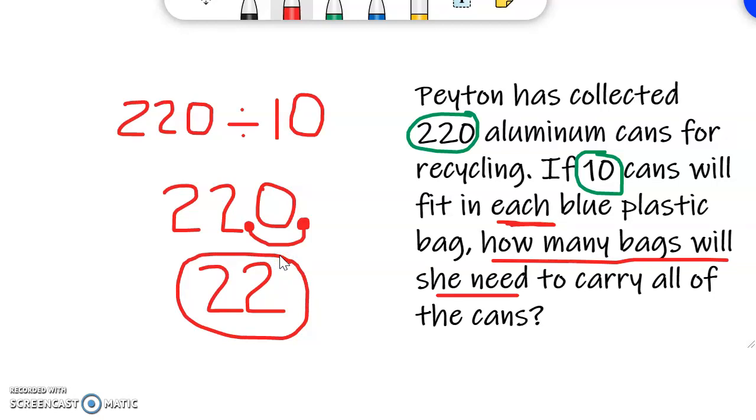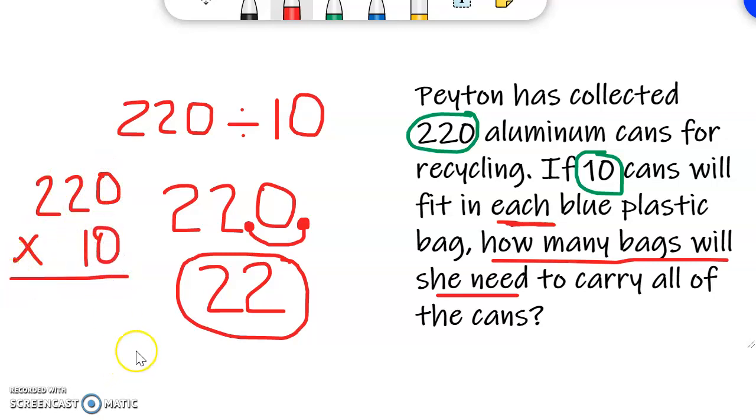Now, in order to check my response to see if it's correct, I can use the inverse operation of division, which is multiplication. And I can set 220 up times 10. And then I can use my tricks of zero. Well, I'm sorry, I should have done 22 times 10. I need to take my quotient and multiply it by 10. So let's set this back up again.